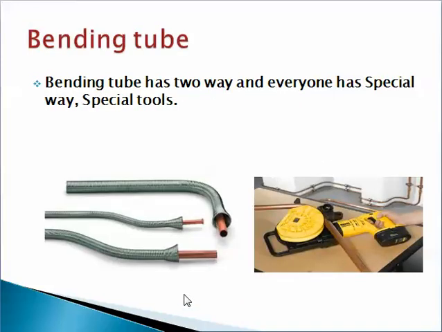Now, I will talk about bending tube. Bending tube has two ways, and each one has a specific way and specific tool. First way is by spring and the next way is by pressing. Now my colleague Safwan will continue.